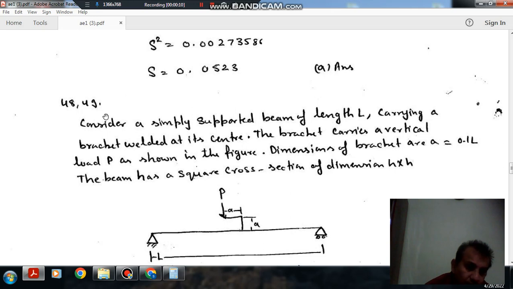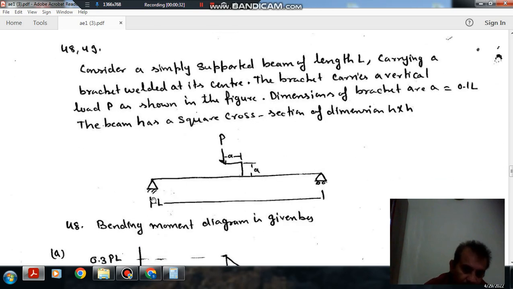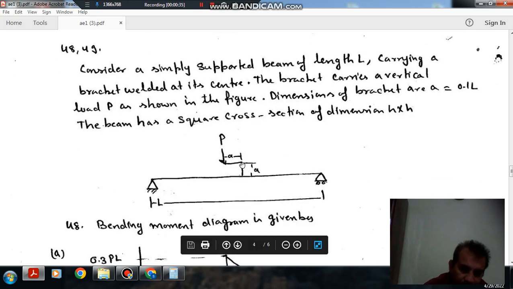Questions number 48 and 49 are: consider a simply supported beam of length L carrying a bracket welded at its center. The bracket carries a vertical load P as shown in the figure. The dimensions of the bracket are A equal to 0.1 L. The beam has a square cross section of dimension H into H. So this is the figure given here. This is L, this is A, this is A. Then load P is applied.